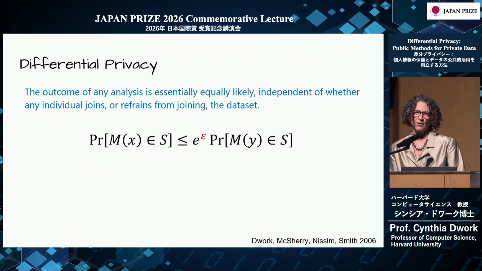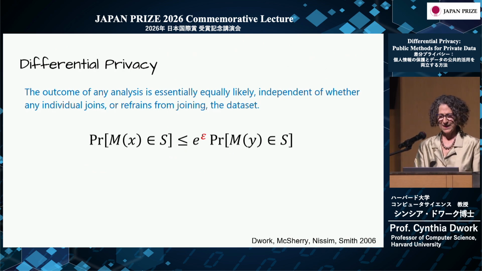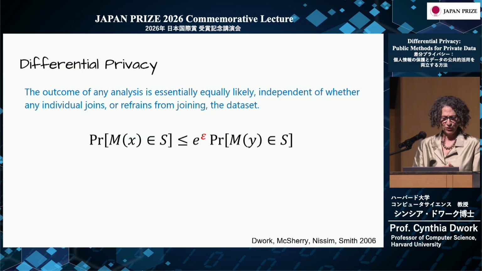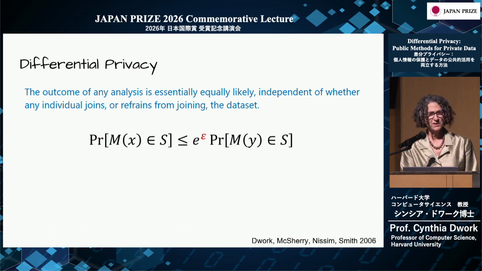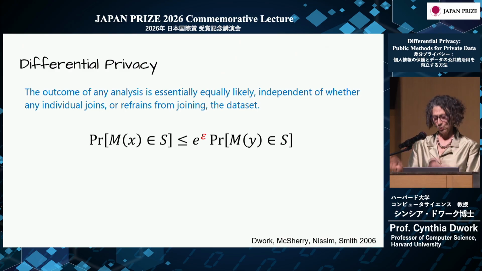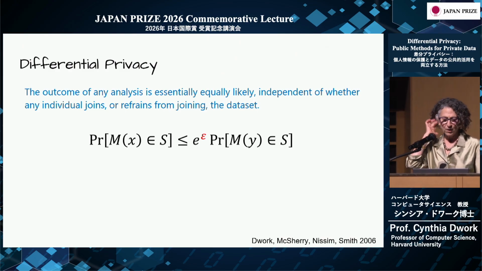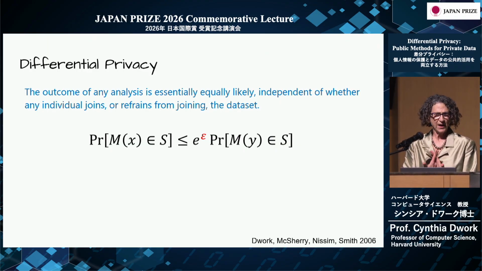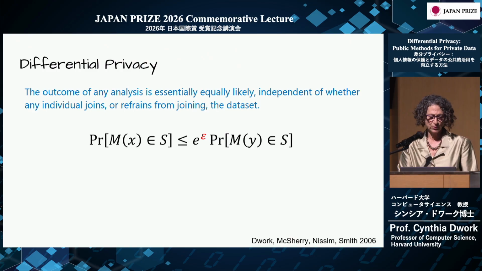And now we can give the formal definition of differential privacy. This is the only equation. Again, the English language version is that the outcome of any analysis is essentially equally likely, independent of whether any individual joins or refrains from joining the data set. So let's say that we have two data sets, X and Y. They are adjacent, meaning they're almost identical, but one has the data of just one more person. The definition is completely symmetric. I can switch the roles of X and Y, and this inequality has to hold.